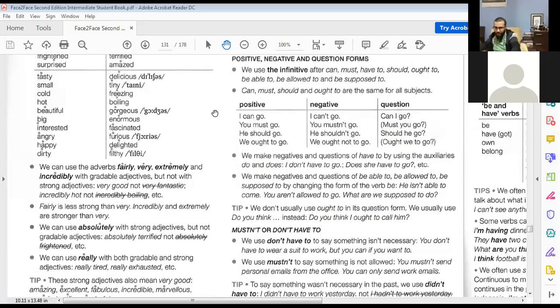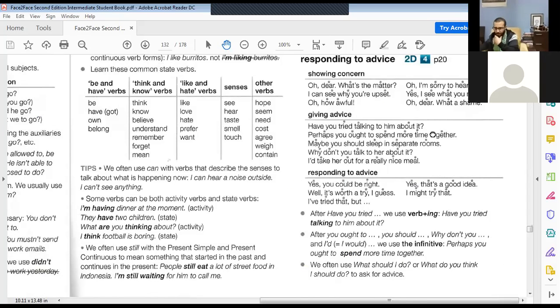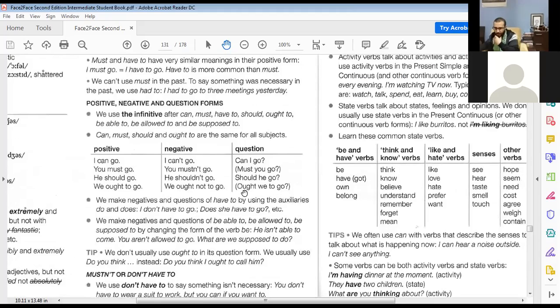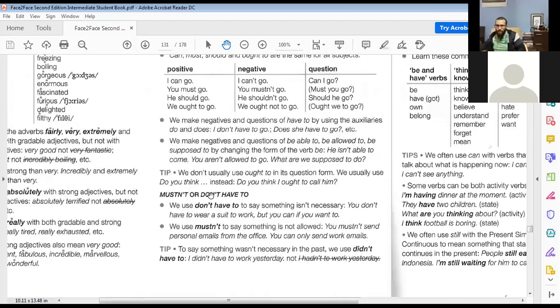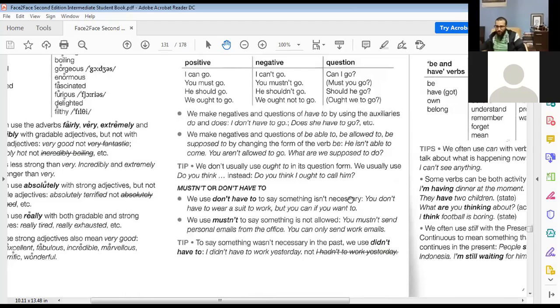We also answered mustn't. Okay, here it is. Okay, so this is the last part. We don't use ought to, هذه درناها. Okay, we also answered this one. Don't have to. Something isn't necessary. Mustn't. This is something that's not allowed. Not allowed. Okay, so the last part is repeated.